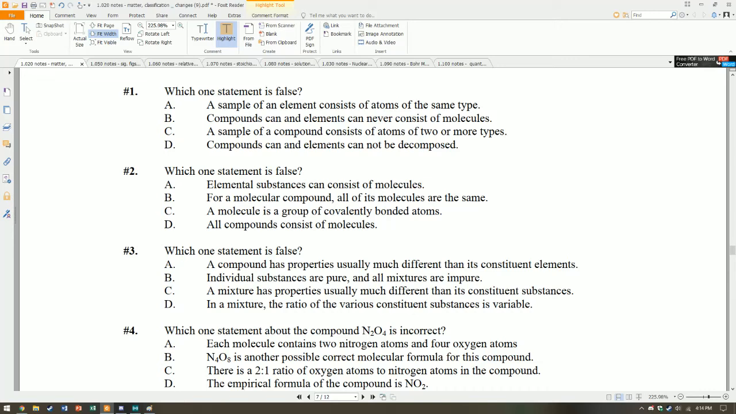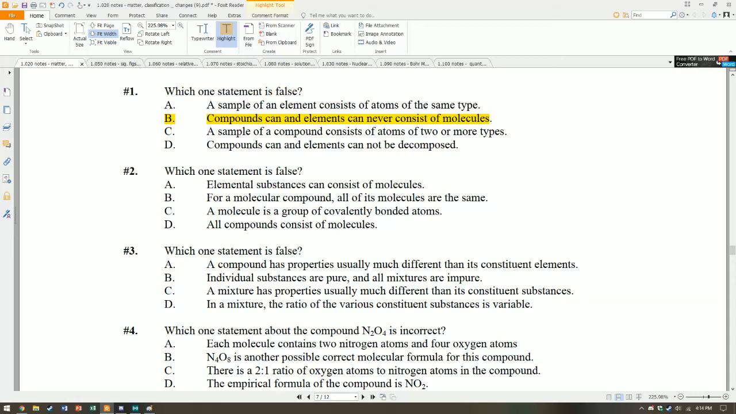B here, compounds can and elements can never consist of molecules. This is probably not true. Let's go over some of the other options before we mark it down. A sample of compounds consists of atoms of two or more types. That's true. Compounds can and elements cannot be decomposed. We also know that's true, so therefore the answer is B.